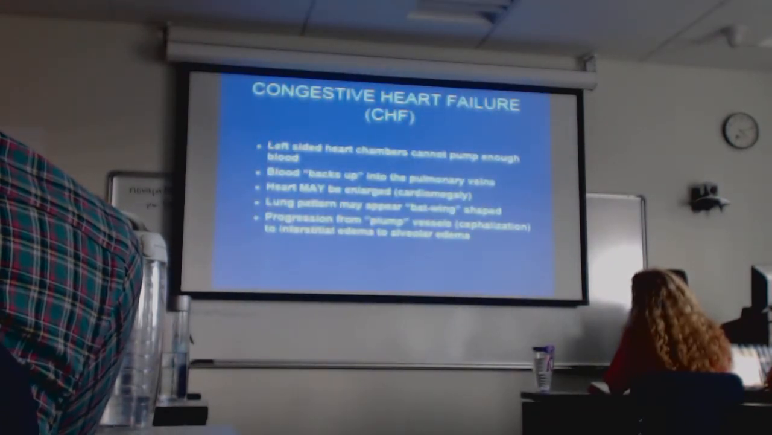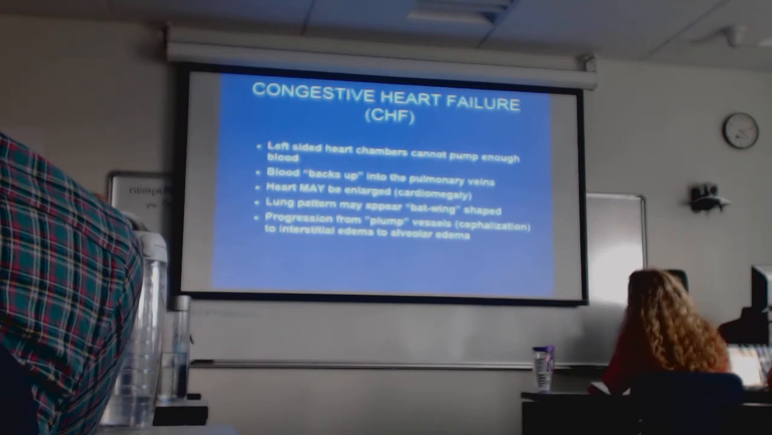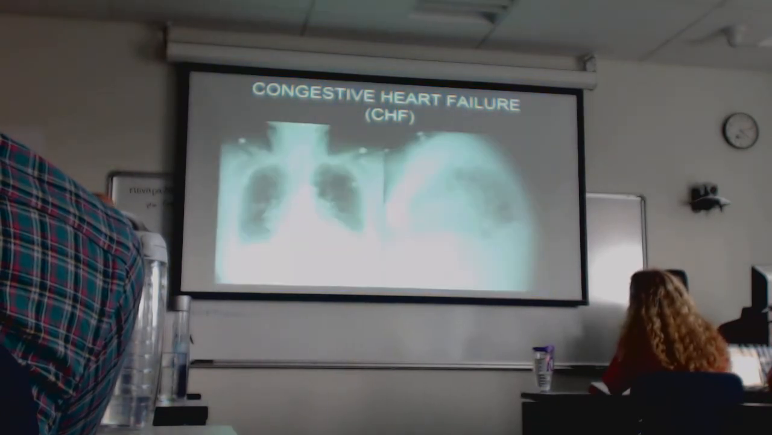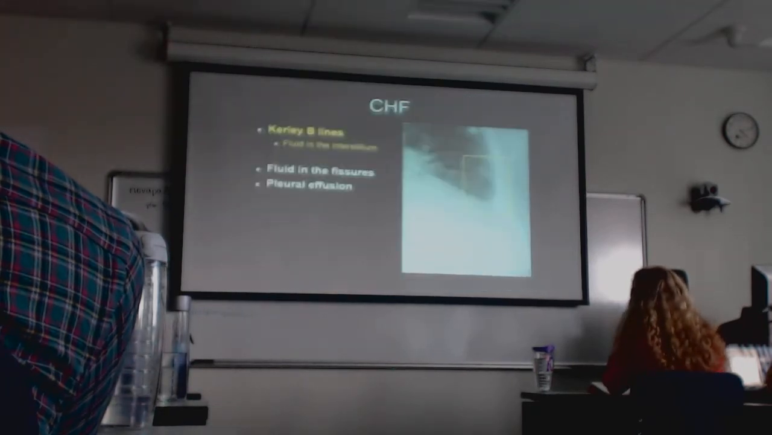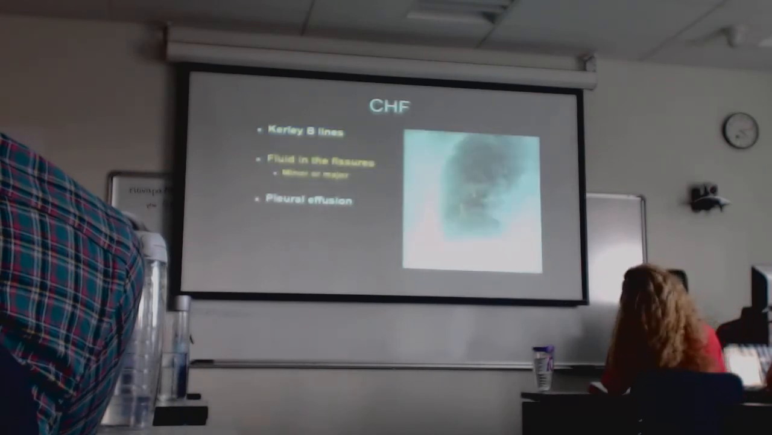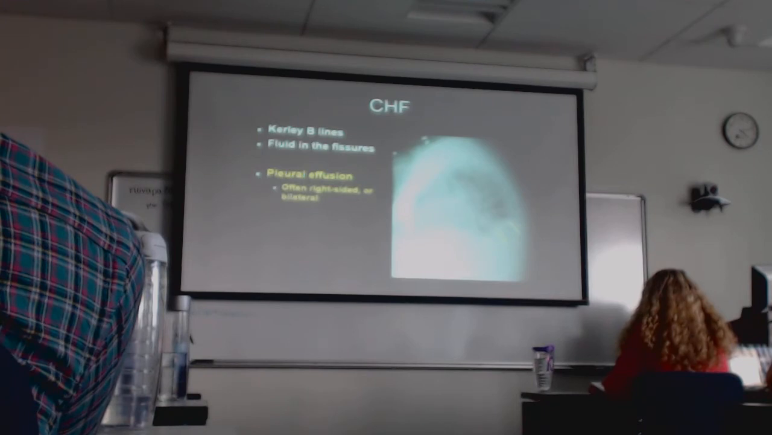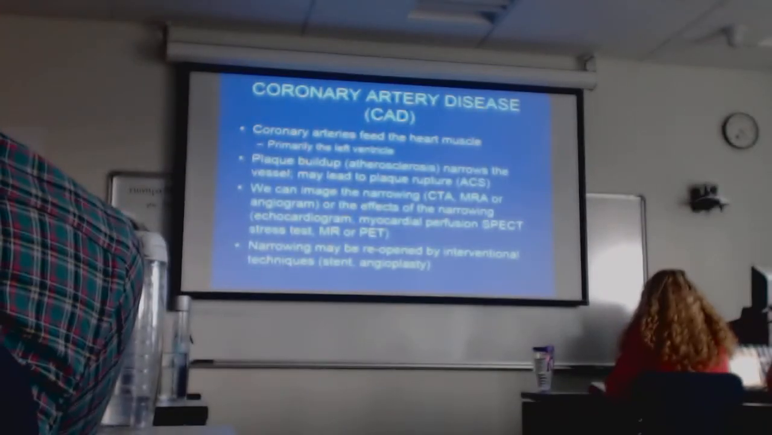What are they? Bat wing central edema. And bat wing central edema. I think I might have another picture of bat wing, which really looks like a bat wing. Okay. Cephalization of the vessels. Curly lines. Fluid in the fissure. Pleural effusion. You see all those things together and a big heart, it's congestive heart failure. Any questions about CHF?